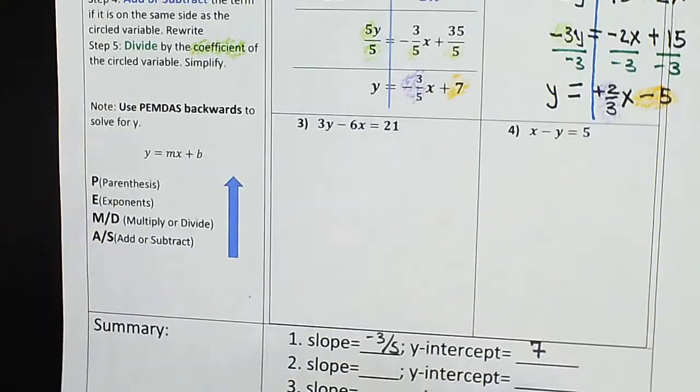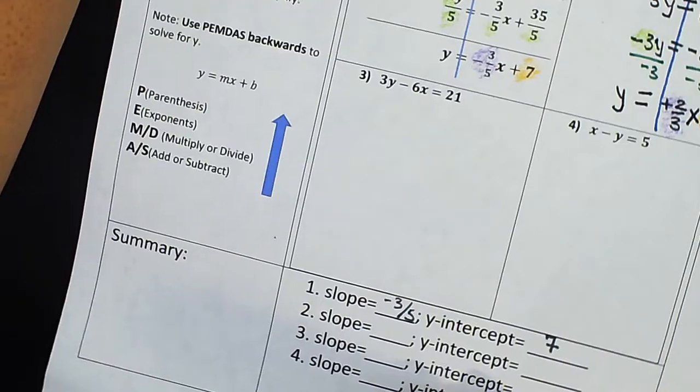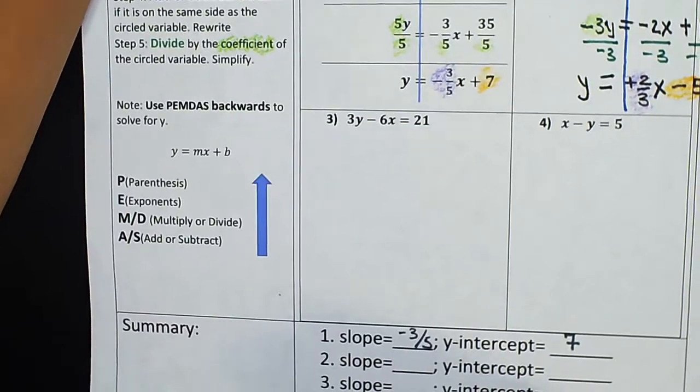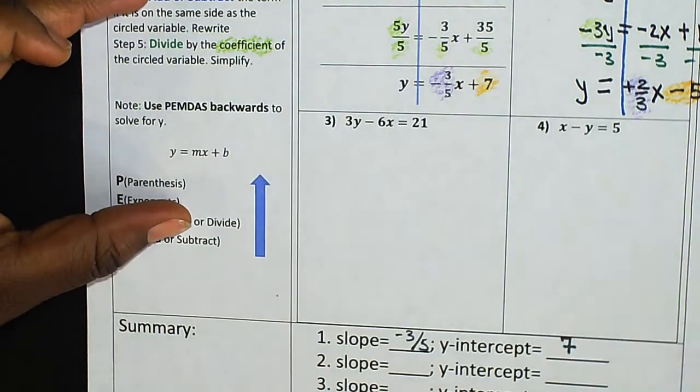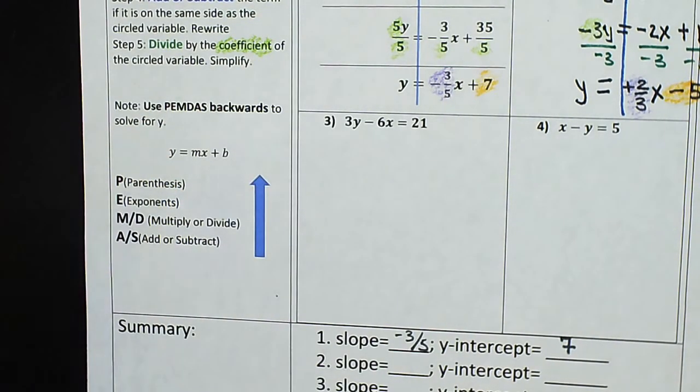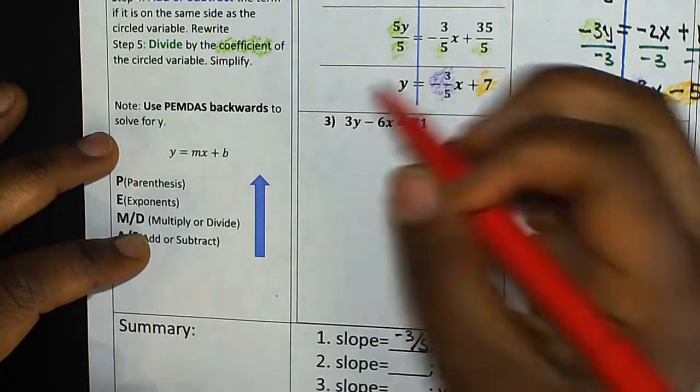Now let's do number 3. And I'm going to show you a different way of thinking of how to do number 3 and number 4, but it's the same steps. So once again, we're going to inspect our problem, and we're going to circle the variable we're looking for. Remember, we're looking for y. Y is right here.